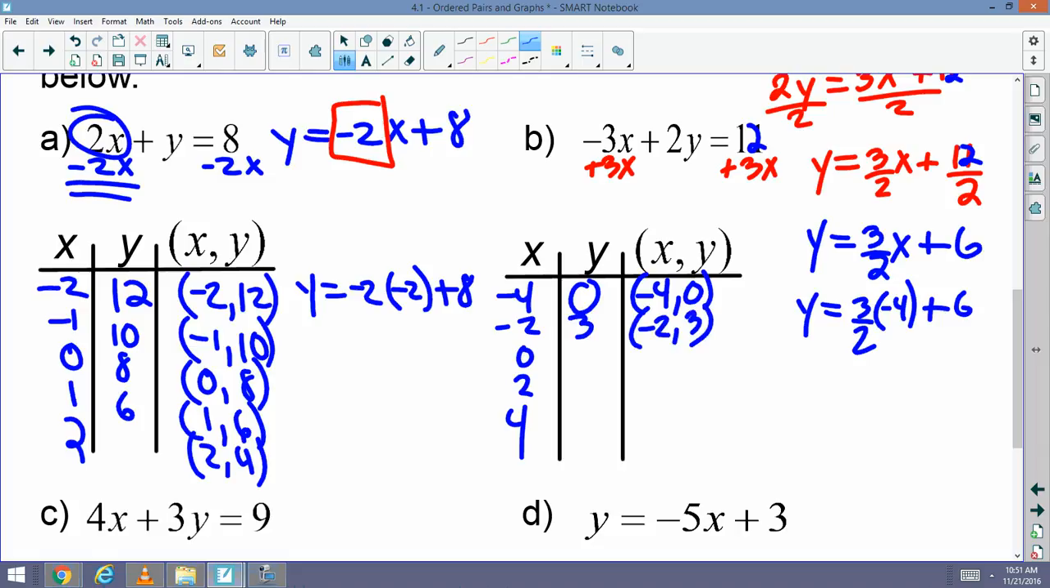When x is 0, what's y? When x is 0, y is 6. Very good. When x is 2, y is 9. When x is 4, what is y? No. When x is 4, what's 3 times 4? 12 divided by 2 is 6, plus 6 is 12, not 9. So 4, 12. Does this make sense, guys?